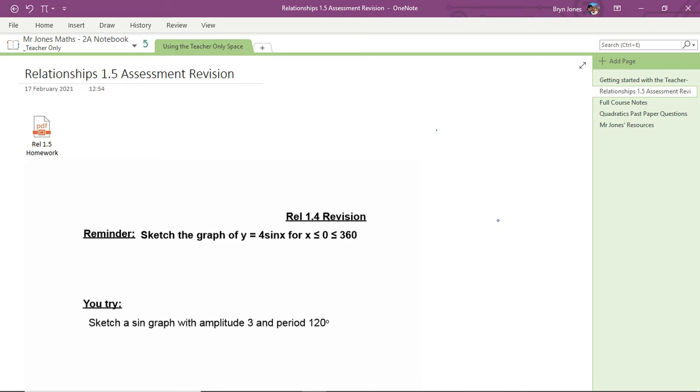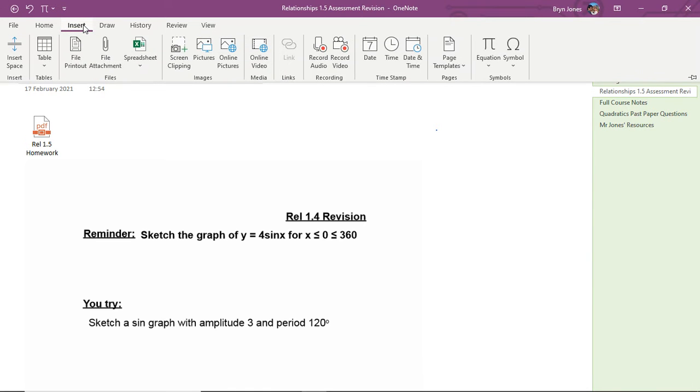Relationships 1.5 module. Just so you know, when you are submitting your answers to me, if you're using the notebook where I've saved this, you can just use insert. If you press this button, it'll let you insert either a file or an attachment. So, for example, if you put a picture of the work that you've completed, you can just photograph it and insert it using this. You can even just click pictures here as well. Okay, so you can use that when you're submitting your assignment.